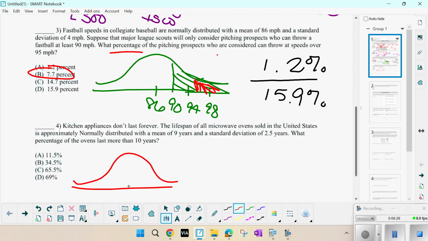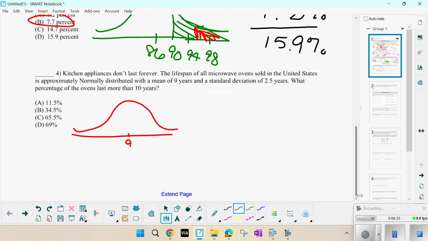Okay, so we know the mean is 9, and I'm going to add and subtract 2.5. 1, 2, 3, 1, 2, 3. This one's not really going to take us too much, because if we add 2.5, we're at 11.5. And our problem wants more than 10. So I know that 10 is going to be somewhere in here. More than is going this direction.